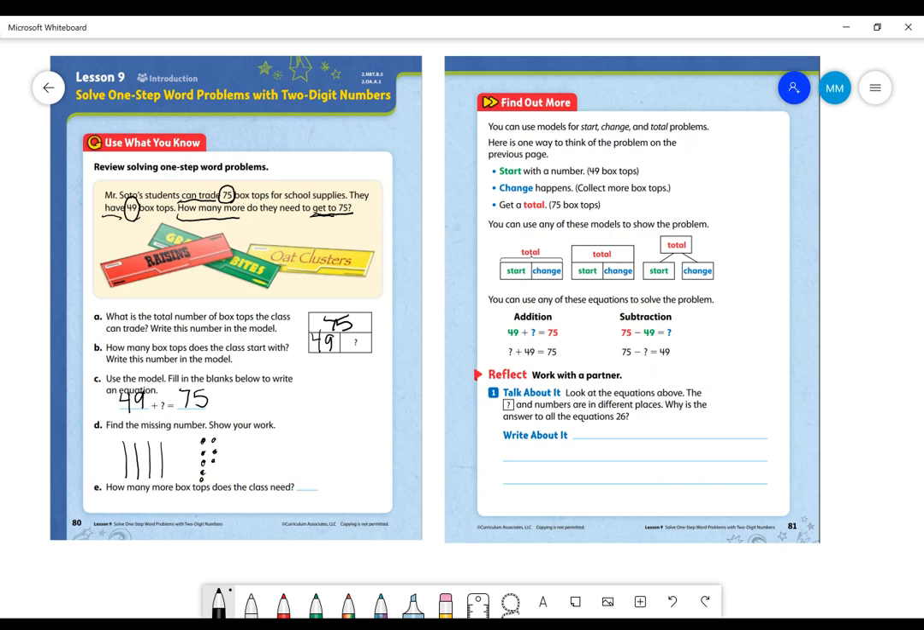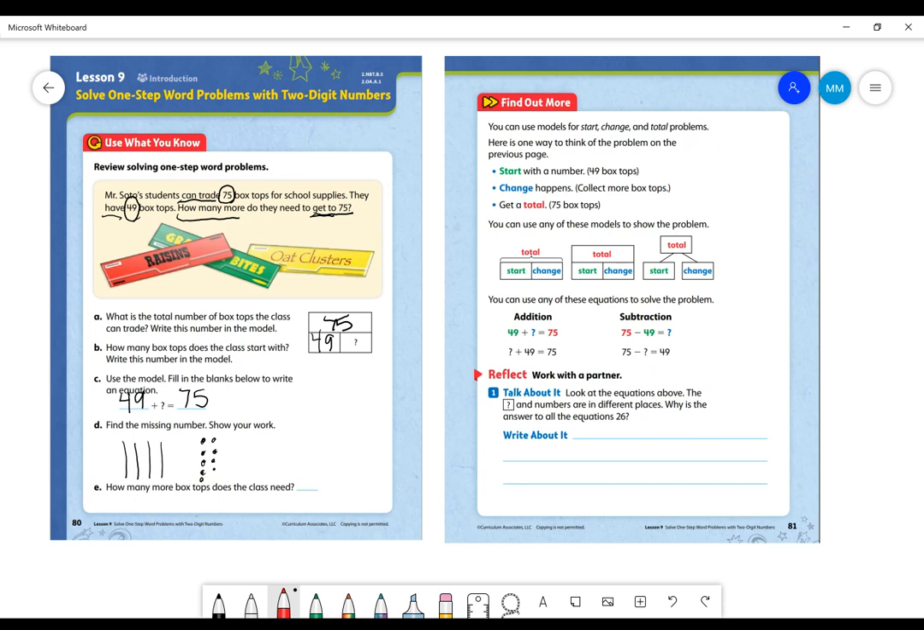So here's what I'm going to do. I am going to show my other part in another color. And this is just to help me think about what my other part is. So in 49, I have 4 tens and 9 ones. I am trying to make 7 tens and 5 ones. So watch what I am going to do, guys. Let me think. I'm going to have 5 in the ones place.